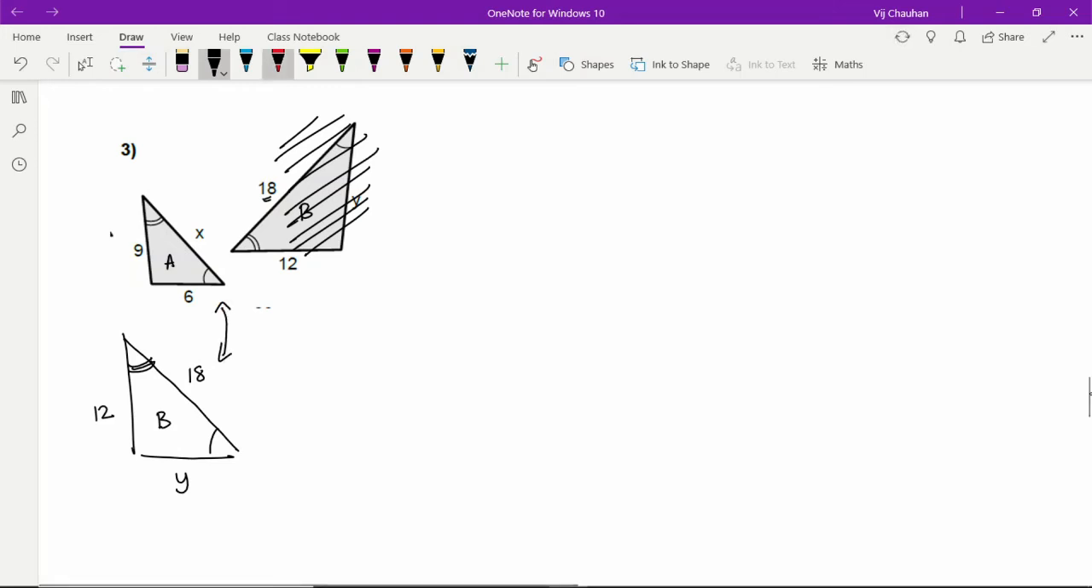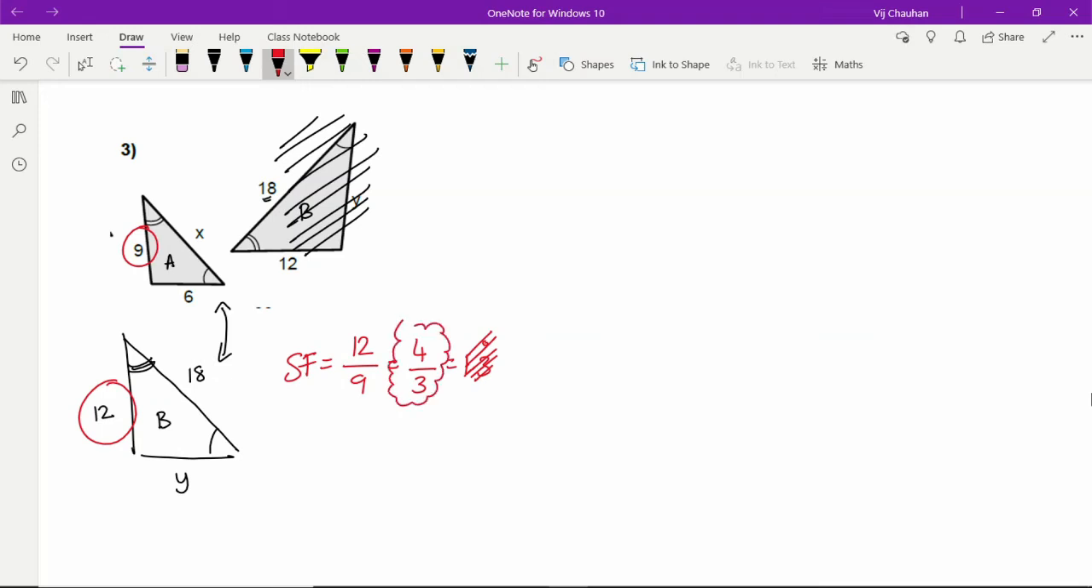So again, you need to find the scale factor first. So you think to yourself, okay, which sides do I have a number for? Well, I've got it for 9 and 12. So my scale factor is going to be 12 over 9, which simplifies to give me 4 over 3. Now 4 over 3 gives me 1.3 recurring. So instead, I'm not going to use the decimal. I'm going to use this fraction version instead.